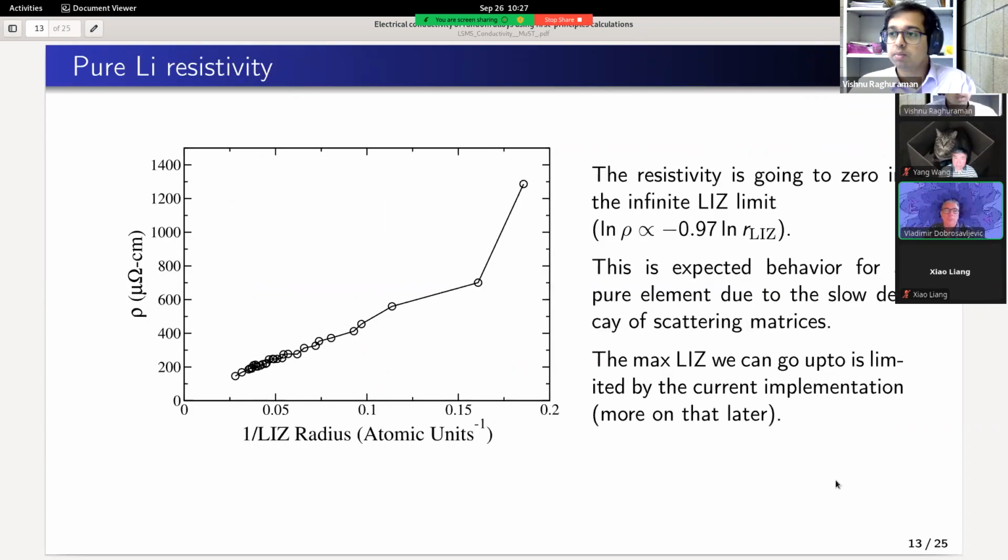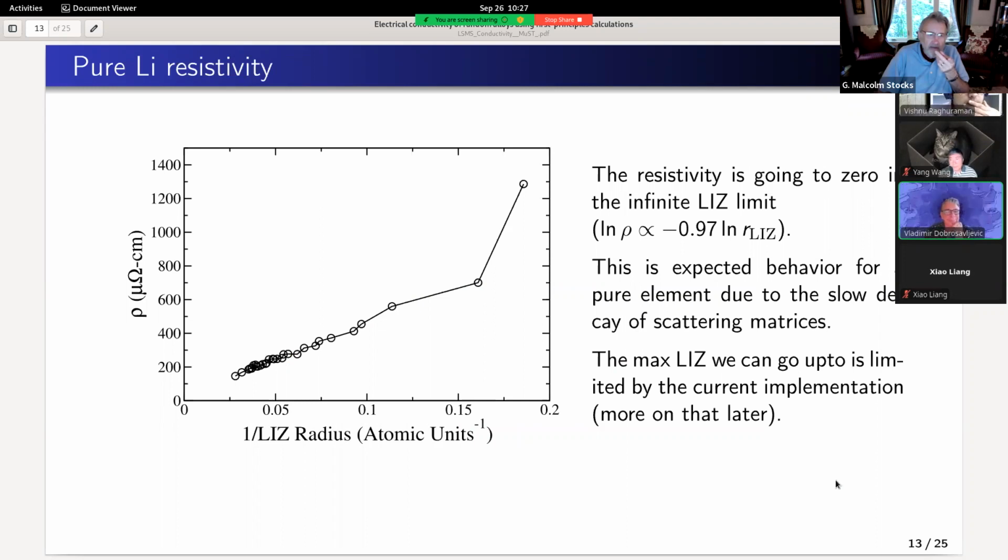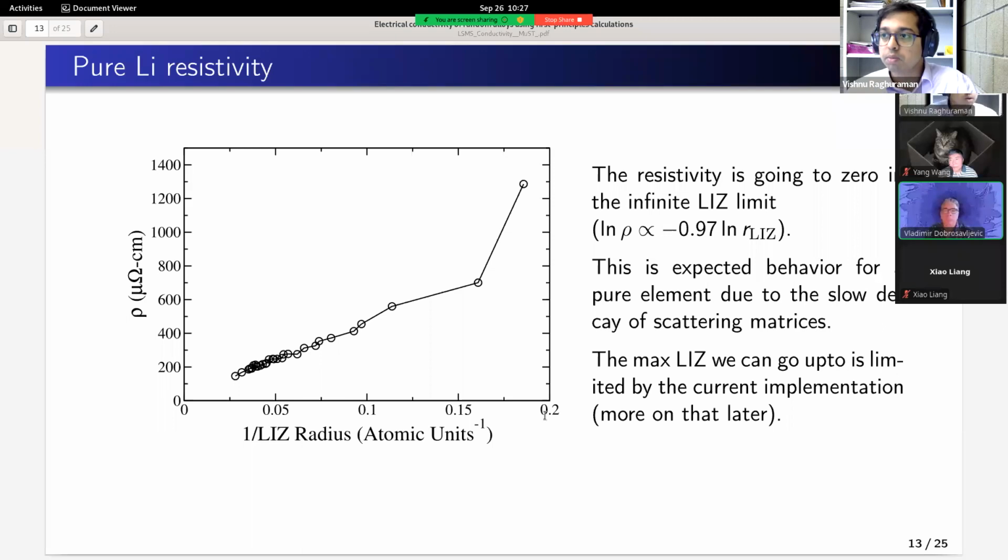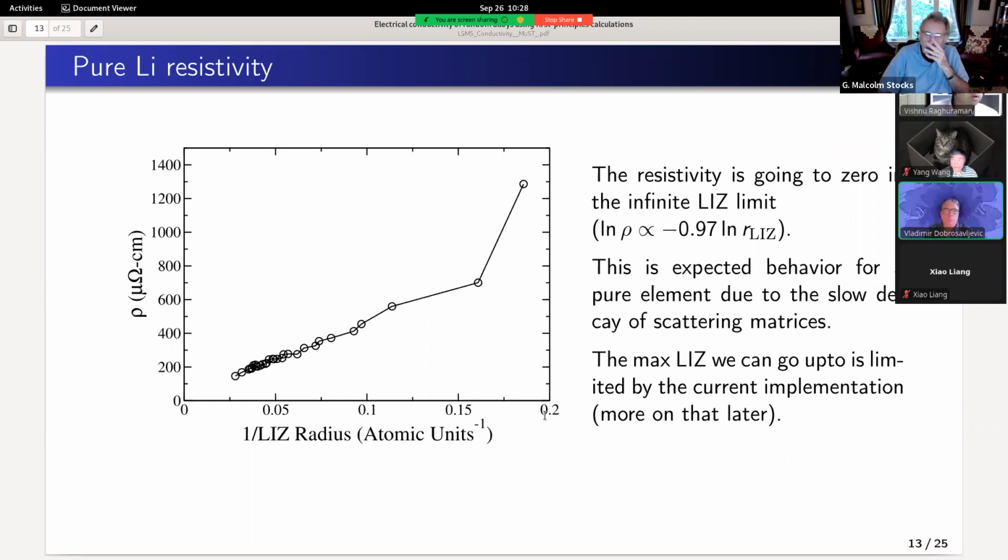So you're calculating the resistivity, but this is a pure metal, right? Yeah. So where does the resistivity come from? It shouldn't. It should be 0, right? Yes. We did it as a test to see whether we get 0. Oh, okay. Thank you. Since we know we should get 0, the system acts as a good test case for us.